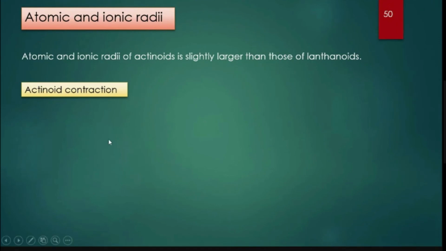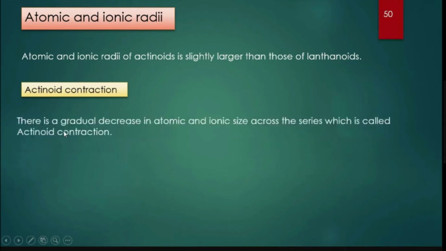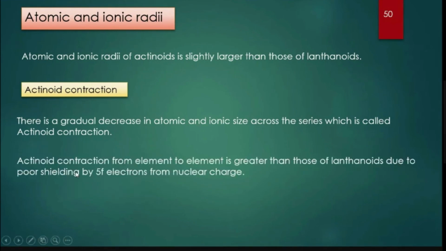Actinoid contraction. You are familiar with the lanthanoid contraction with respect to the lanthanoids. Here, with respect to actinoids, you will study about the actinoid contraction. What is this? Just like the lanthanoid series of elements, with respect to the actinoid series also, when we move from thorium to lawrencium, here also we observe a steady and gradual decrease in atomic and ionic sizes of these elements with increase in atomic number, which is called actinoid contraction.